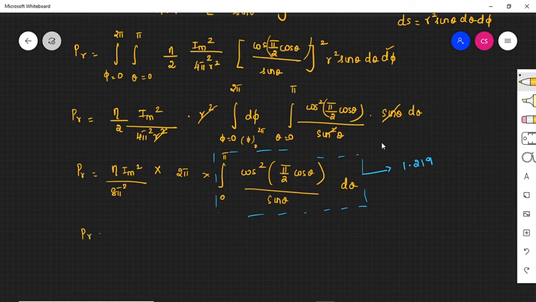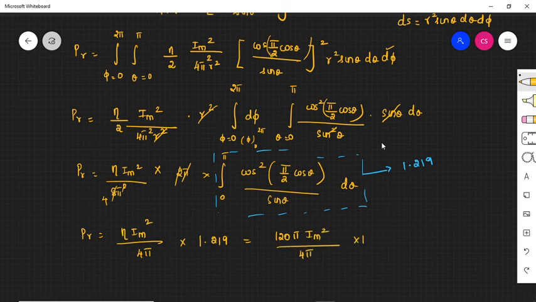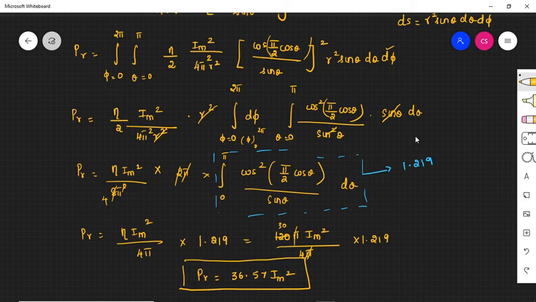substitute this value. So therefore it becomes eta Im square divided by, so I can cancel this, 2 ones are 2, 2 fours are 8, 1 pi will cancel, divided by 4 pi into 1.219. And eta value we know it is 120 pi for free space, so it is 120 pi Im square divided by 4 pi into 1.219. So pi gets cancelled, 4 ones are 4, 30s are 30. So when you actually find out the power radiated, the value is 36.57 Im square. This is the power radiated from a half wave dipole antenna.